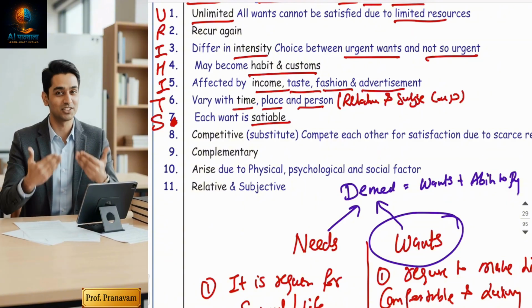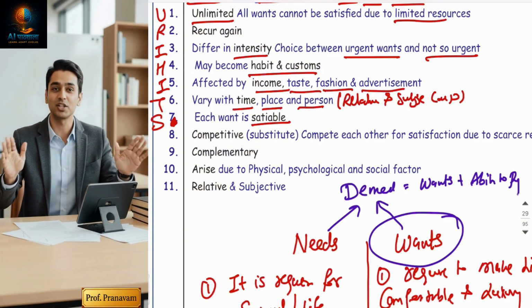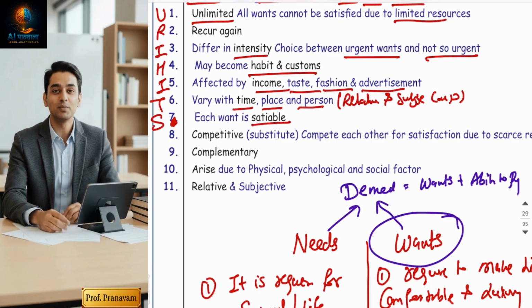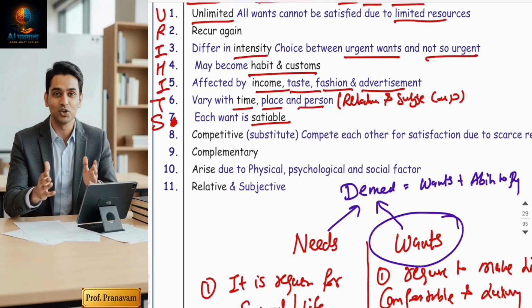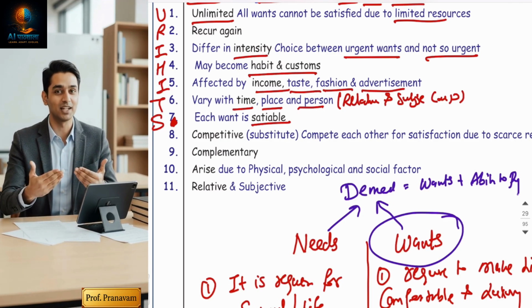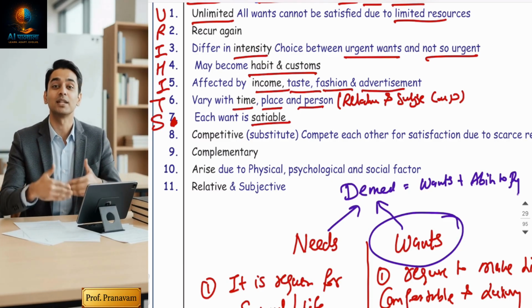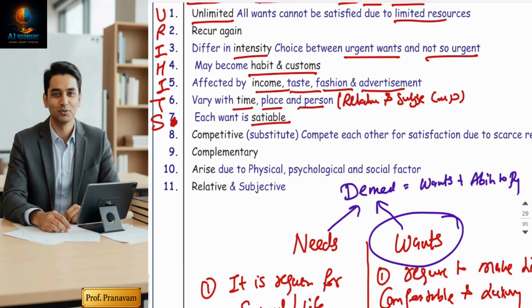If you have any demand which you cannot satisfy or which can never be satisfied, is impossible, then that is not a want actually, it's a dream. For example, I want to own a Taj Mahal. I want to buy a Qutub Minar. Not possible. So it's a dream. It is not a want.